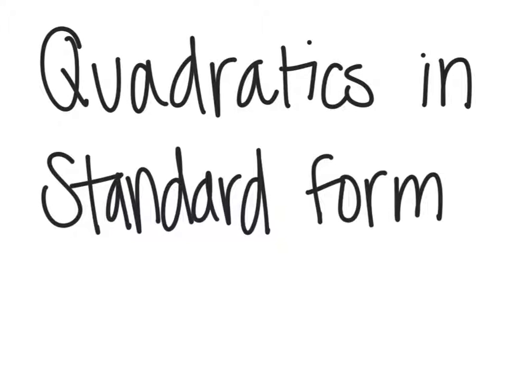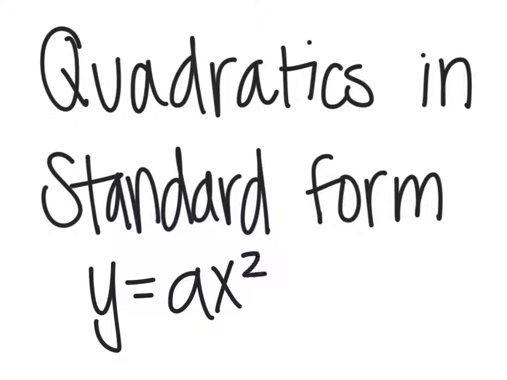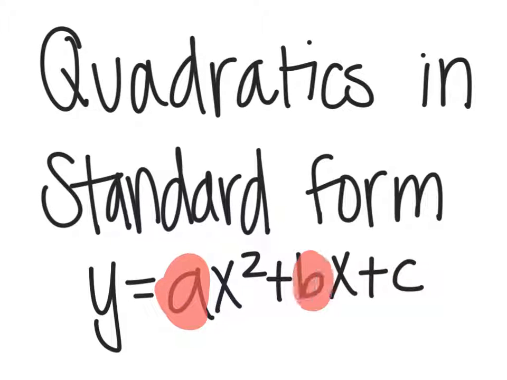So today we took a step aside from graphs and we looked at the equations of quadratics, and our equations were in standard form, which, remember, standard form is y equals ax squared plus bx plus c. It's very important to remember where these pieces are: a is the number in front of x squared, b is the number in front of x, and c is the number that is by itself.